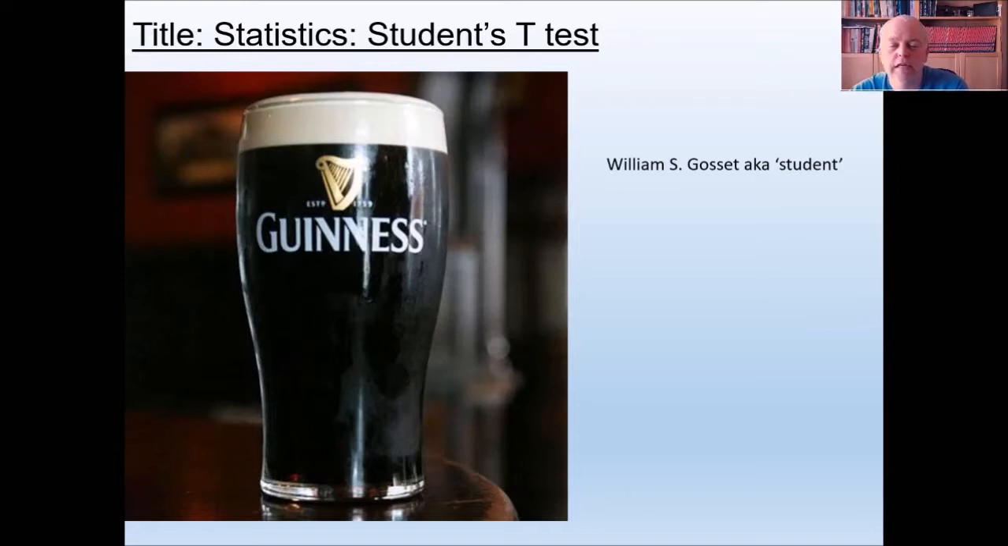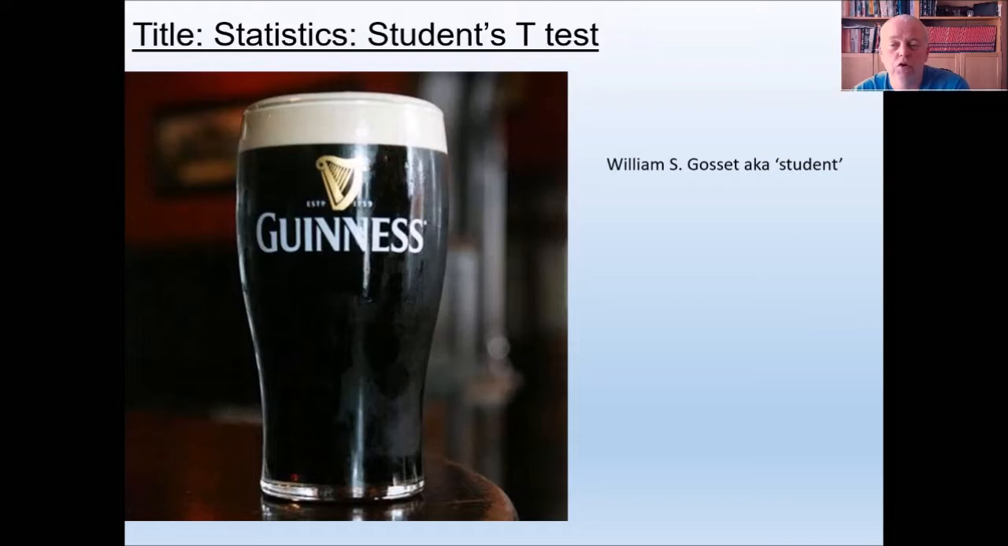But he was working for Guinness at the time, and he was tasked with ensuring, or helping to ensure, the quality of the Guinness. Guinness were brewing something like 1 billion pints of Guinness, and they wanted to ensure that the quality was consistent. And so what Gossett managed to achieve was to develop a mathematical test that assessed the quality of the hops in use.